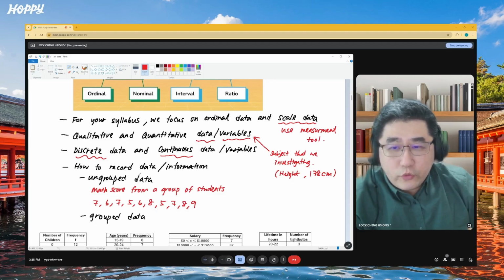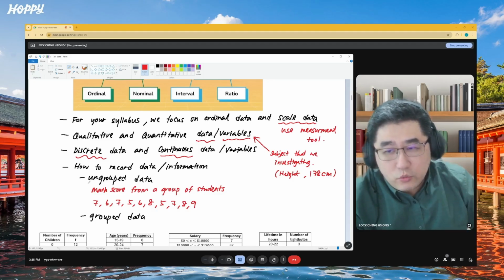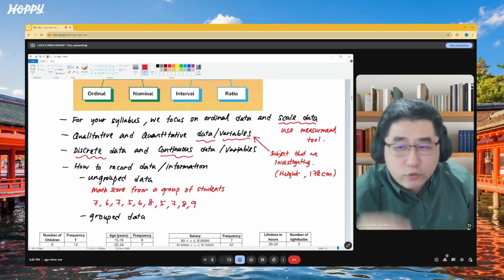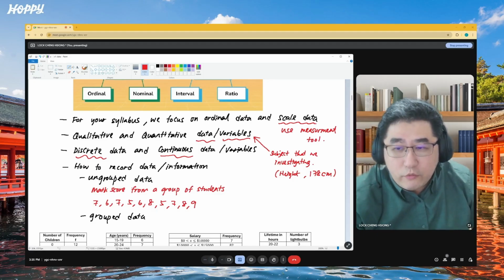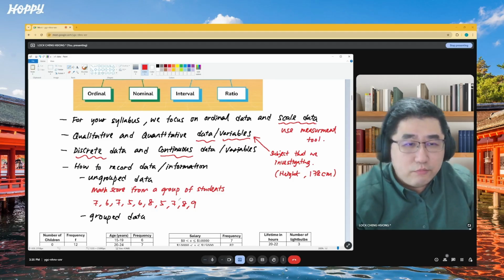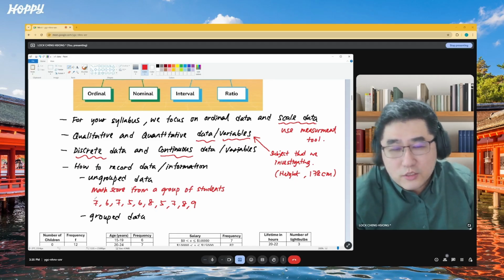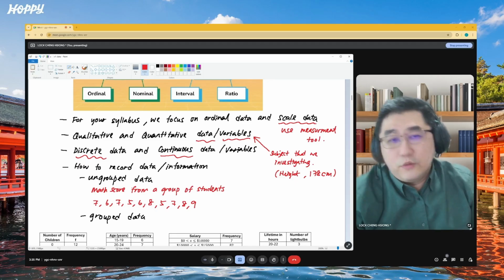Okay, so for your syllabus, you are required to know how to record data. We can record it in the form of ungrouped data or grouped data. Ungrouped data means we didn't categorize them. For example, math scores from a group of students: 7, 6, 7, 5, 6, 5, 6, 8, 5, 7, 8, 9. Okay, out of 10 marks, the students score 7 marks, 6 marks, 7 marks, and so on.